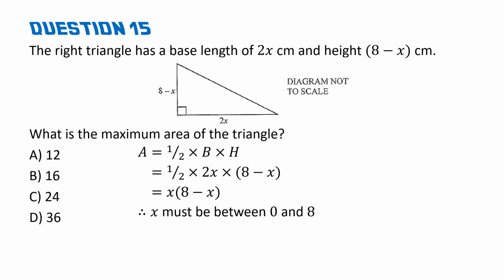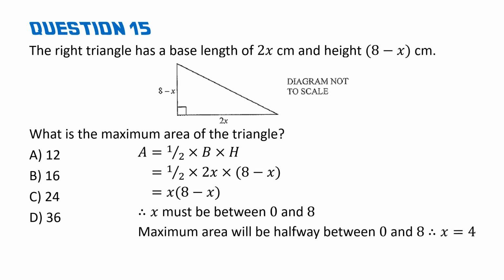Now when it says we want to find the maximum area, well, the maximum area is going to occur halfway between 0 and 8, and it always will. So that means halfway between the two is where x equals 4. That is when my area of that triangle is going to be the biggest that it can be. So when x is equal to 4, I want to substitute that back into my area equals x times 8 minus x. So when we substitute 4 into there, we get 4 times 8 minus 4. 4 times 4 is 16. So therefore, 16 centimeters squared is going to be the maximum area that I can have for that given triangle.